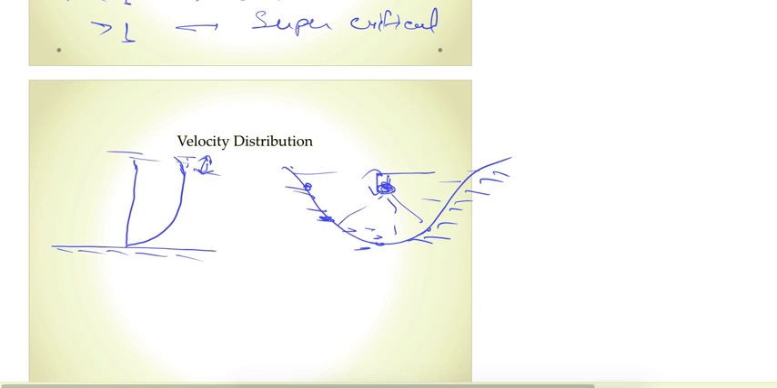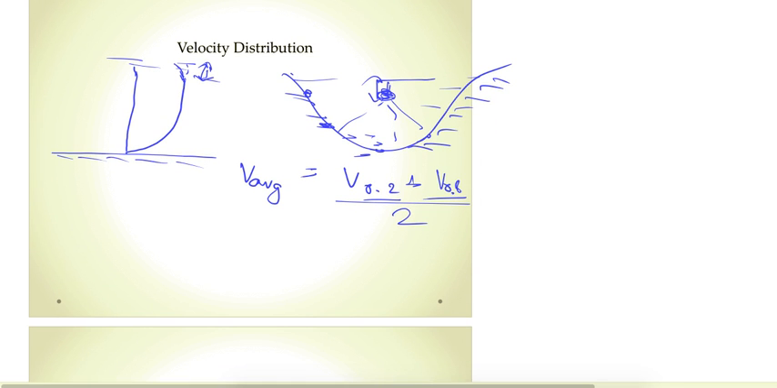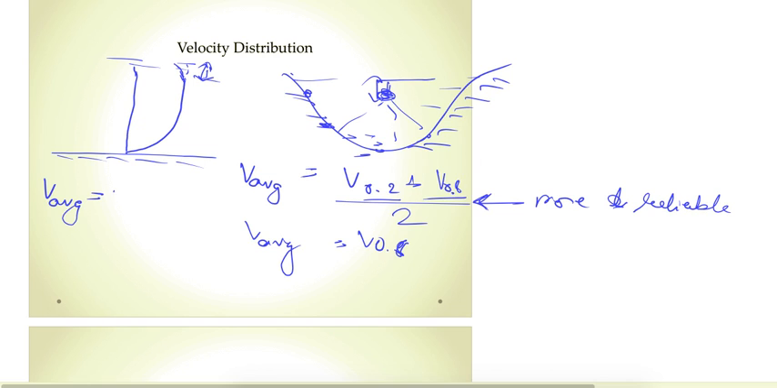And to find out the average velocity, we take either (v at 0.2 plus v at 0.8) upon 2. We take these two measurements at 0.2 and 0.8 of the depth, and we take the average of these two, or we take v at 0.6 of the depth. So basically, if we are taking two observations, this is more reliable. And another formula is k times the velocity at surface. Depending upon the condition, this k varies from 0.8 to 0.95.